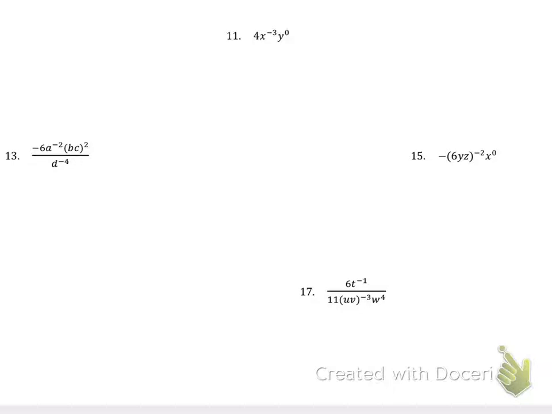So number 11, first thing we can do right away is I see that y to the 0 is going to be equal to 1. So I'll just cross that off right away. So what I'm left with is 4x to the negative 3. Now what I don't like again is that negative exponent, and it's attached to the x. So if this whole thing was over 1, I want to bring this down. So that would be remaining 4 on top, and then an x to the positive third on the top.